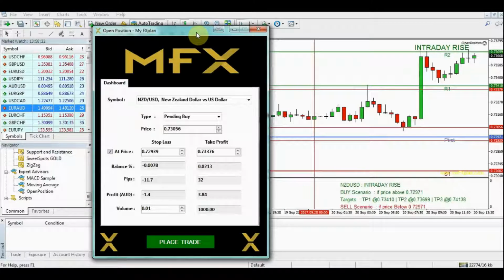With the calculator back up on the screen, all we need to do now is actually change the volume. You can see it's the exact same trade, 11 pips for a 32 pip take profit. So we're going to increase this until we see a negative $50, which will be 5% on a $1,000 trading account. You can see again on the right hand side, it's the exact same trade, placing it on those pivot points.